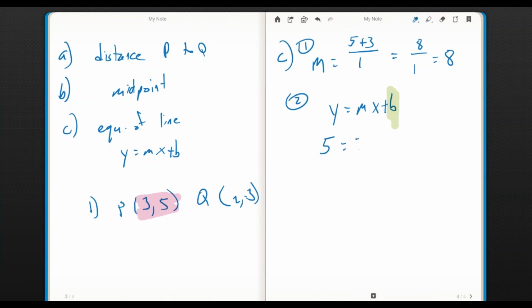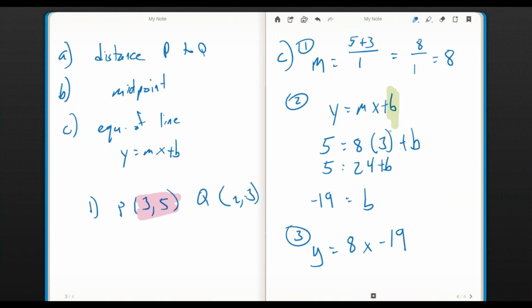So y is equal to m times x plus b. That means that y is 24 plus b. If I subtract 24 from both sides, I get that b is a negative 19. And so, if that's true, then the equation of the line is y equals mx plus b.